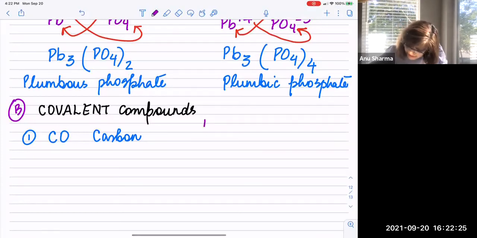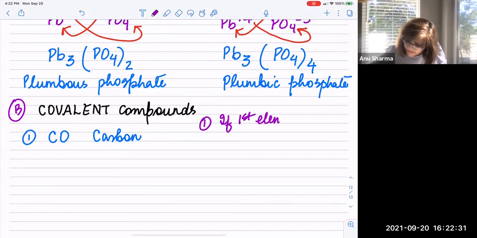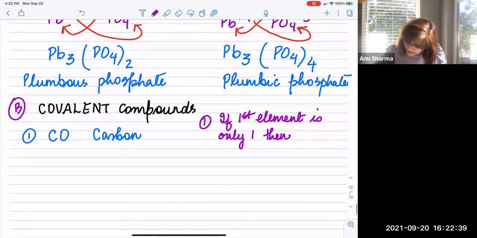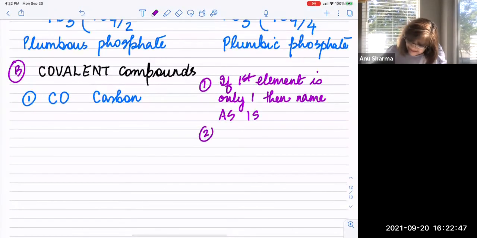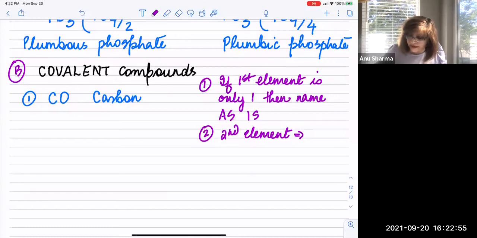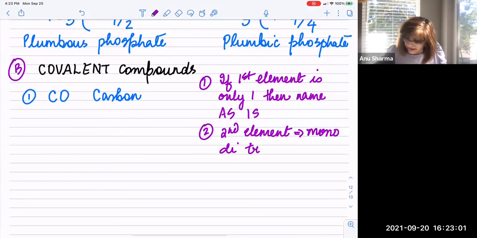Okay, when the first element is only one, then the name is as is. So don't put mono, right? Don't put that. Then the second element gets a prefix: mono, di, tri, tetra, those things. Mono, di, tri, tetra, etc.